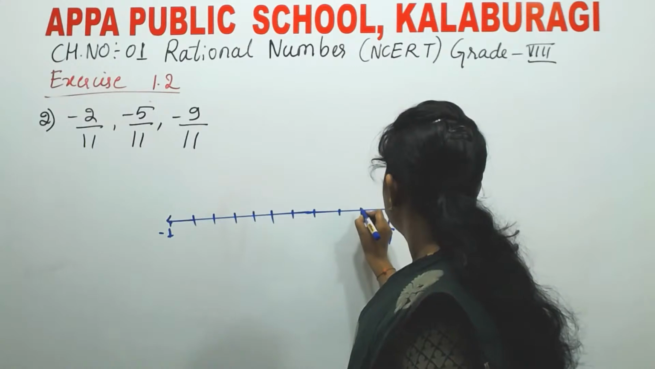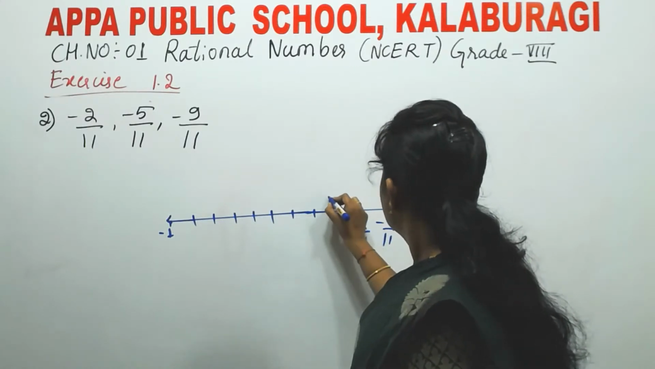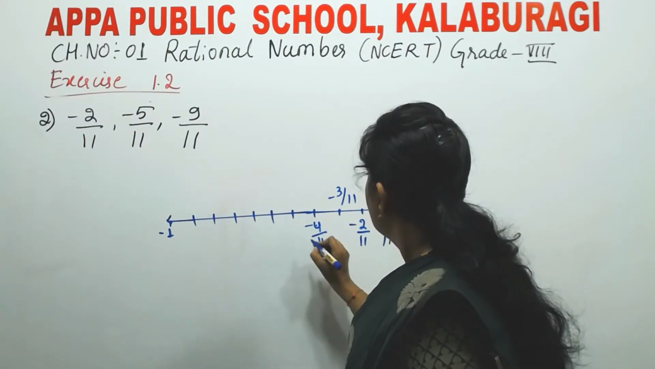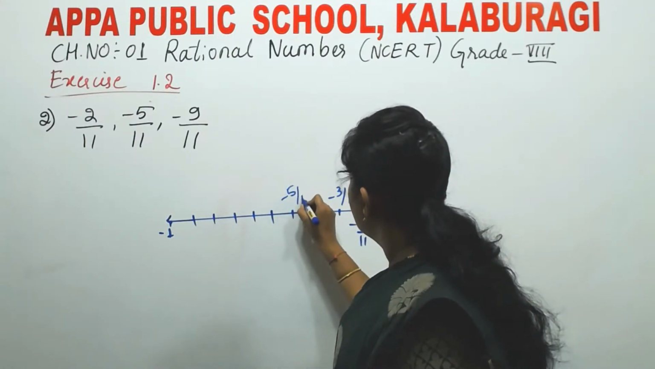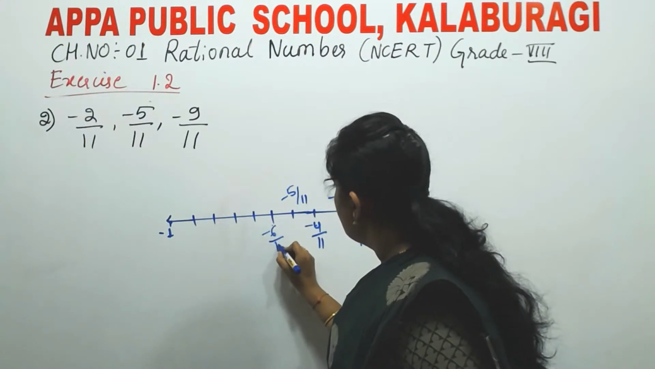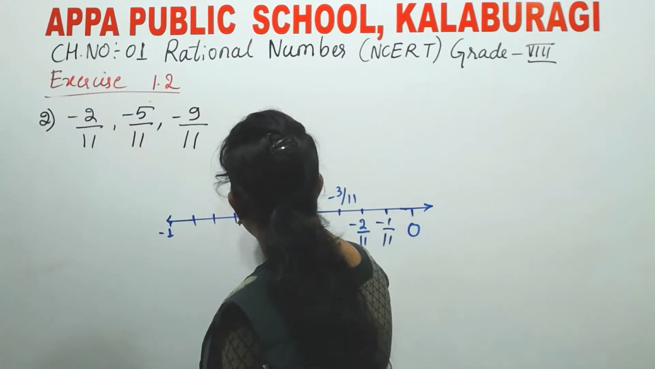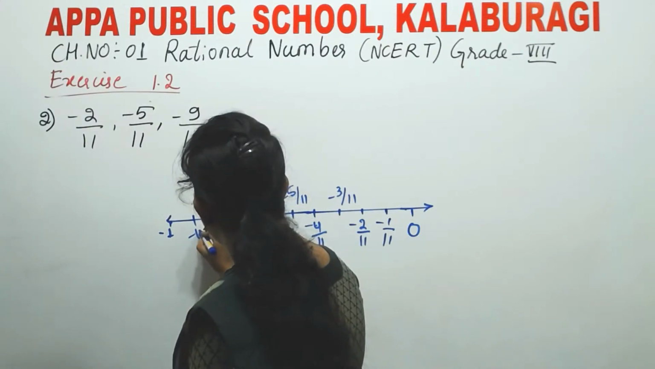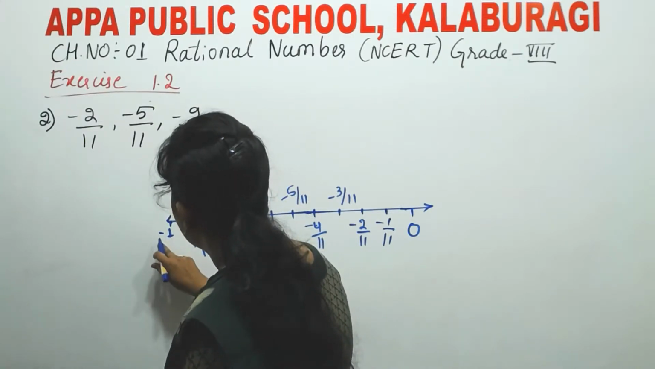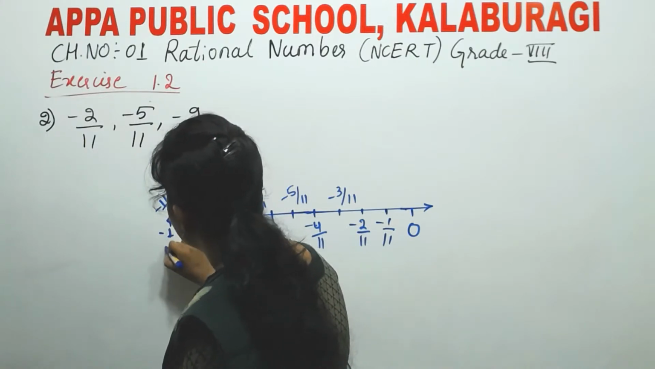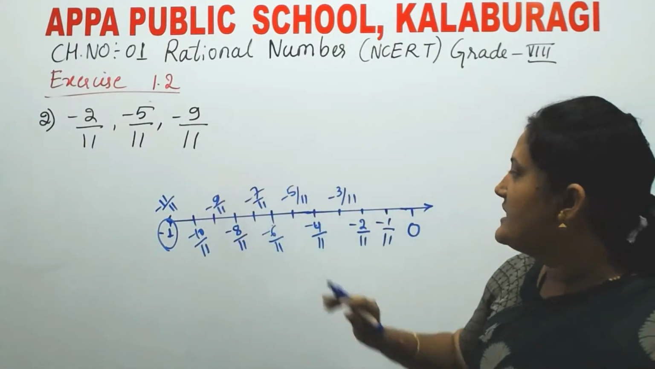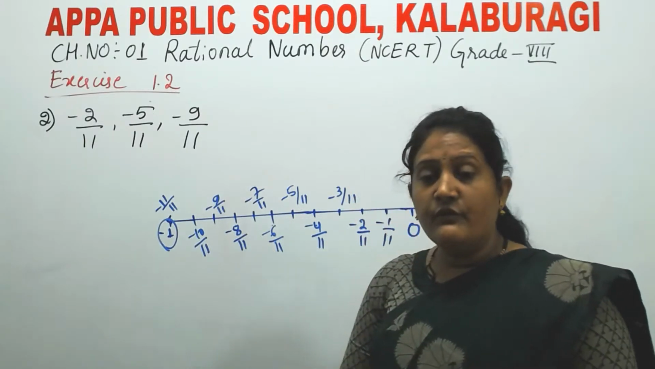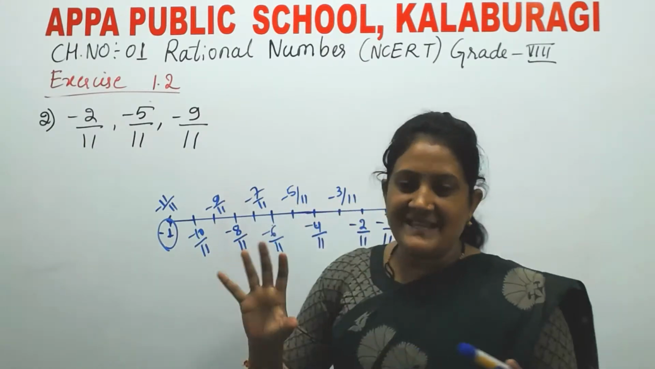So shall we start with the counting? Minus 1 by 11. Minus 2 by 11. Minus 3 by 11. Minus 4 by 11. Minus 5 by 11. Minus 6 by 11. Minus 7 by 11. Minus 8 by 11. Minus 9 by 11. Minus 10 by 11. Minus 11 by 11 means it's minus 1 only. Why have I written it upright? Because if I write it here only, you will get confusion and it will look like a mess.